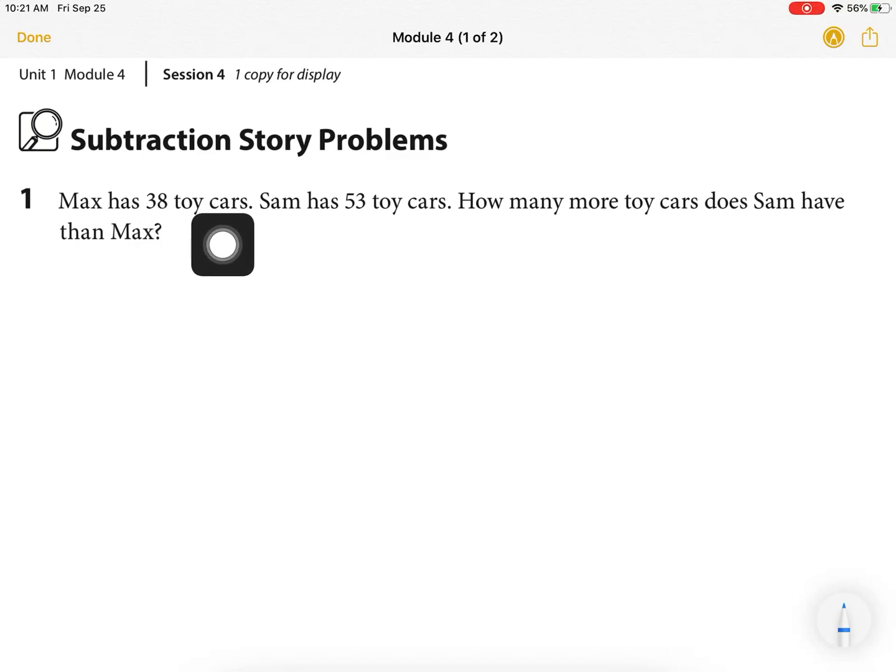Max has 38 toy cars. Sam has 53 toy cars. How many more toy cars does Sam have than Max?